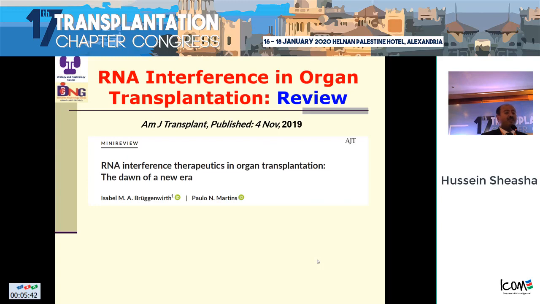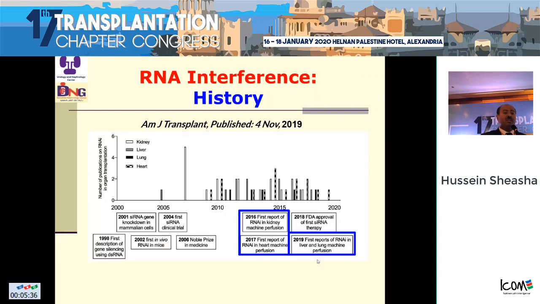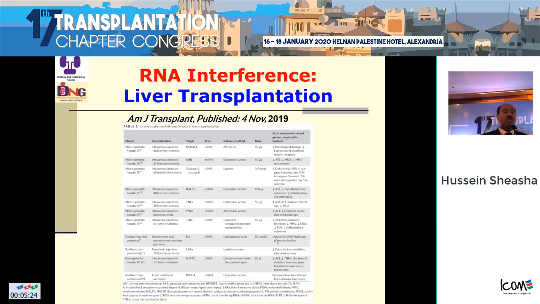And this is a very nice review that was released last November in the American Journal of Transplantation, discussing these points. In 2018 and in 2019, we have here the RNA interference therapeutics used for ischemia reperfusion injury model to protect against delayed graft functions. A lot of preclinical studies were carried out in liver transplantation to reduce inflammation, apoptosis, and to target inflammatory pathways to protect the graft from inflammation and damage.